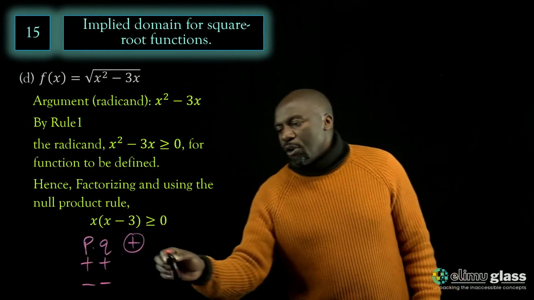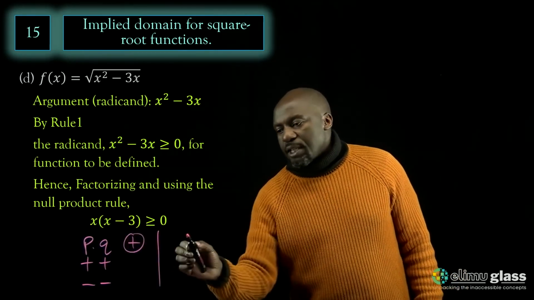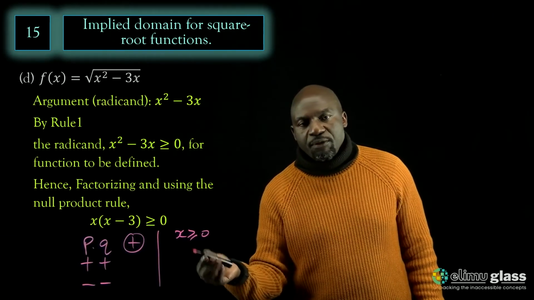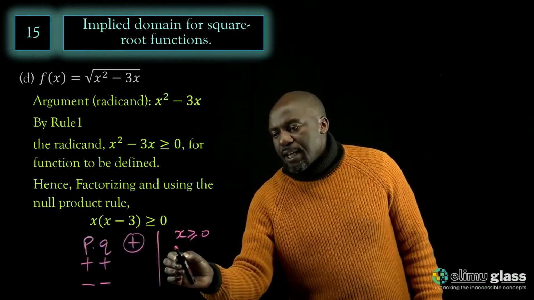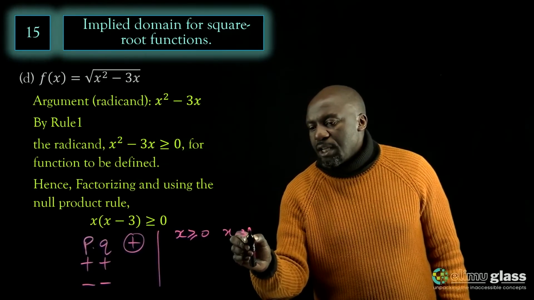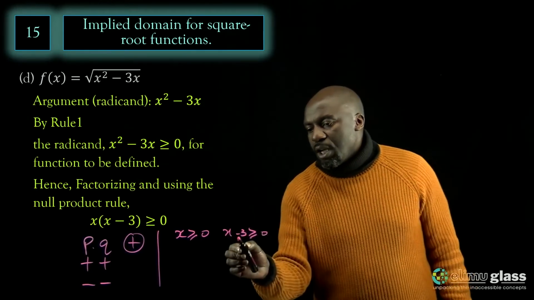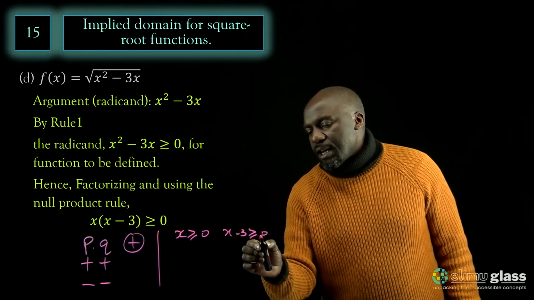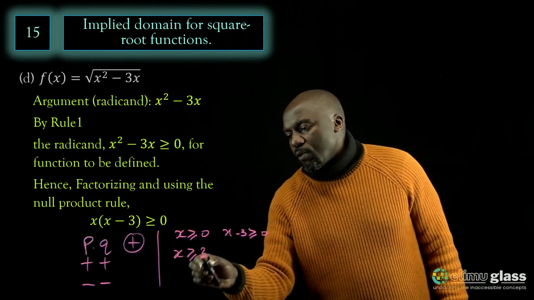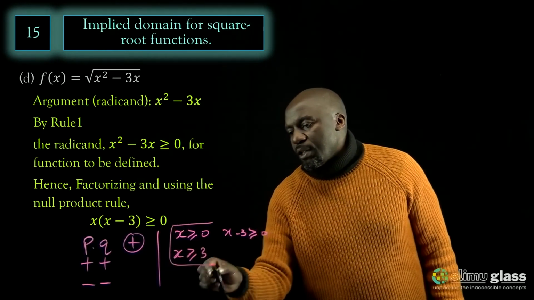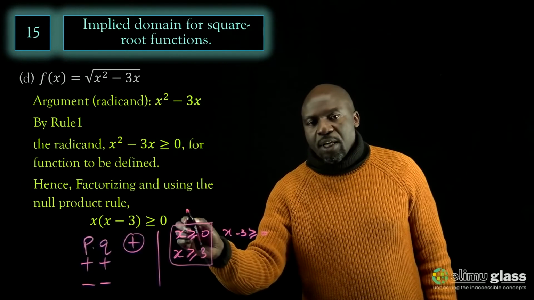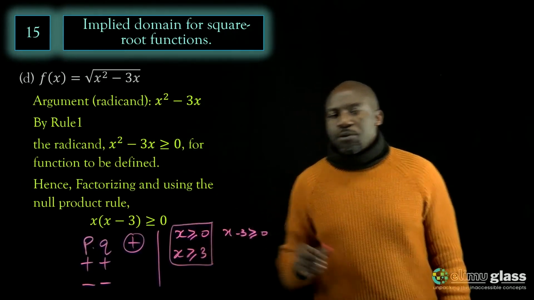If both of them are positive, then we are saying x is greater than or equal to 0, and x minus 3 is also greater than or equal to 0, meaning that x is greater than or equal to 3. So x must be greater than or equal to 3. So these are the options where the product is positive.